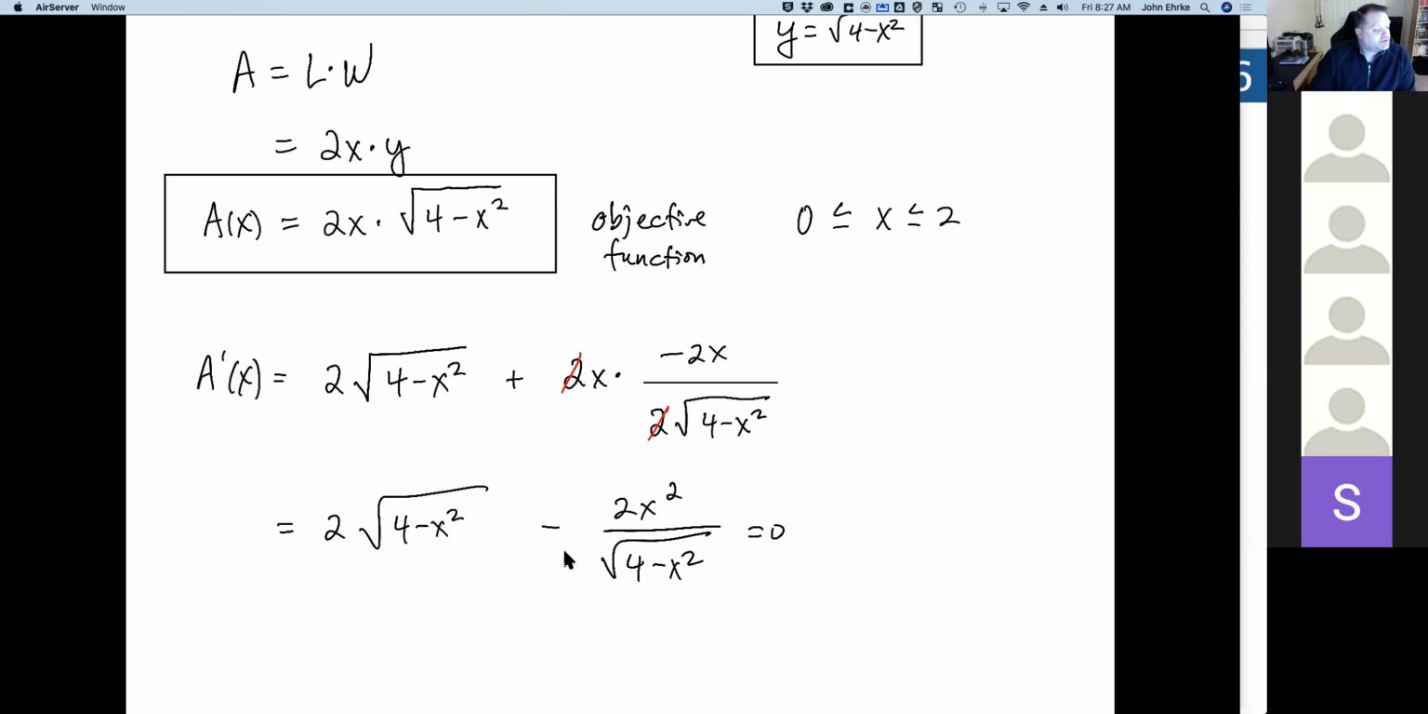I've set it equal to 0 because I want to find my critical points. There is a way to do this to make your life so much simpler here. Algebraically, what should I do at this point to make this a much easier problem to work with?